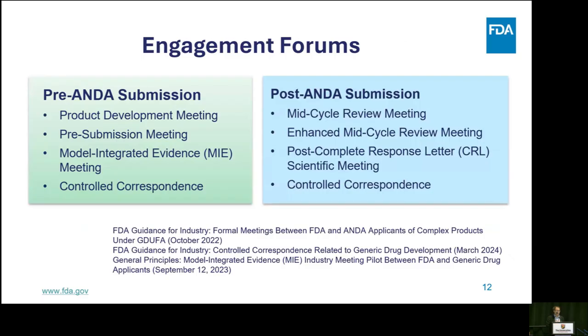Here are some engagement forums you can use. For pre-ANDA submissions, there are product development meetings, pre-submission meetings, model integrated evidence meetings, and control correspondence. There are also a few post-ANDA submission engagements you can use, such as mid-cycle review meetings, enhanced mid-cycle review meetings, post-CRL scientific meetings, and control correspondence.